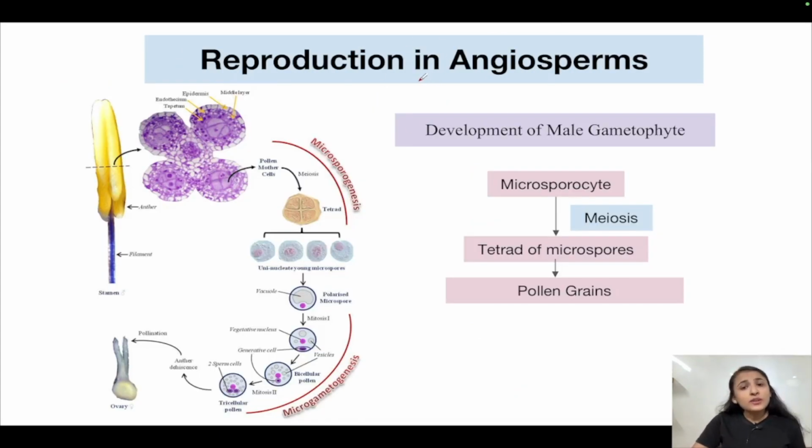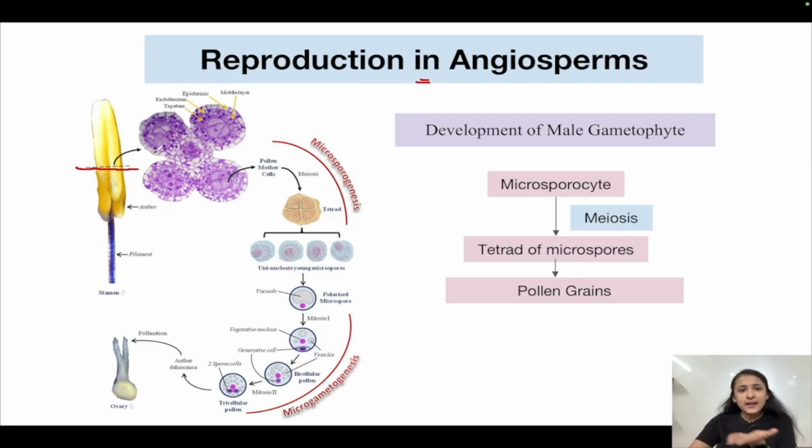Now, if we talk about reproduction in angiosperms, let's talk about the male reproductive organ first. We have already studied the stamen. Now, if we cut a transverse section of the stamen, particularly the anther, and observe the structure, in the center are the 4 sporangia, because the anther is a bilobed and tetrasporangiate structure.